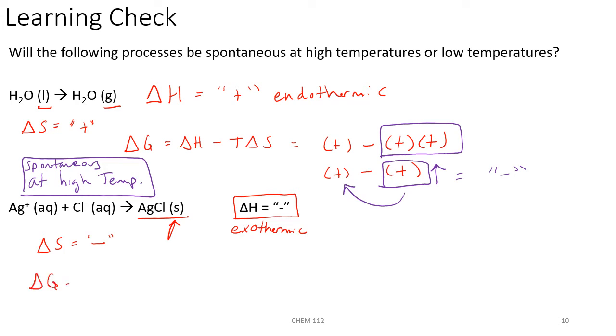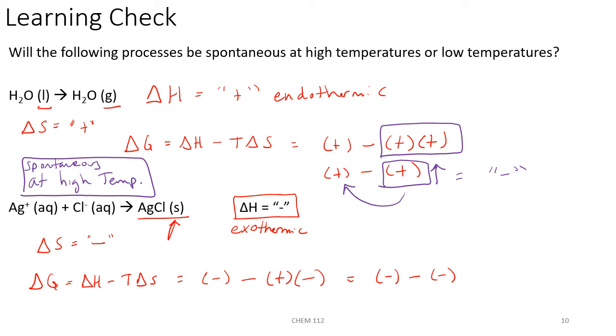When we look at our Gibbs free energy formula and we plug in our signs, we have a negative delta H minus a positive value for the temperature times a negative value for the delta S. This will reduce down to a negative minus another negative, which could end up being a positive or a negative value for the delta G.